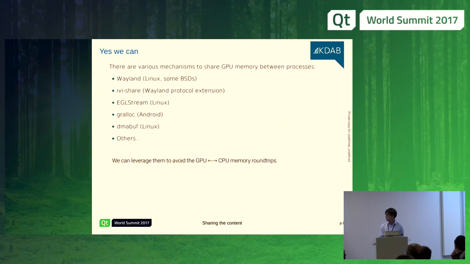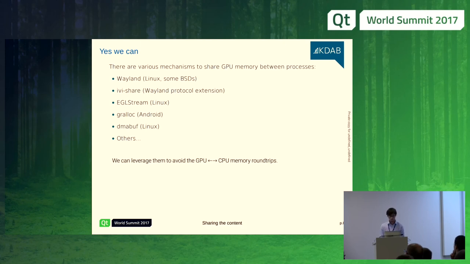Yes, we can. There are various ways to do it. You can use Wayland, which is quite common nowadays. It works on Linux and some BSDs, which are porting it. You can use IVI Share, which is a Wayland protocol extension, which is kind of non-standard, but it is also used sometimes. If you don't have Wayland, you can have EGLStream, which is a suite of EGL extensions by NVIDIA for Linux. If you are on Android, you can use Gralloc. On Linux, there is also DMA-BUF, that's only on Mesa, though, or maybe others. All these techniques allow you to share the content without having to copy it and without having to go through the CPU. So I will show a couple of them here.